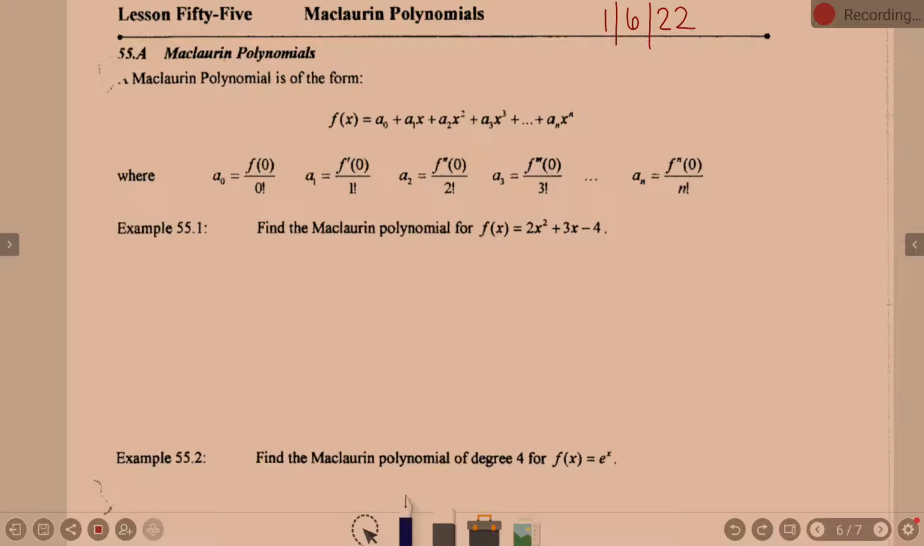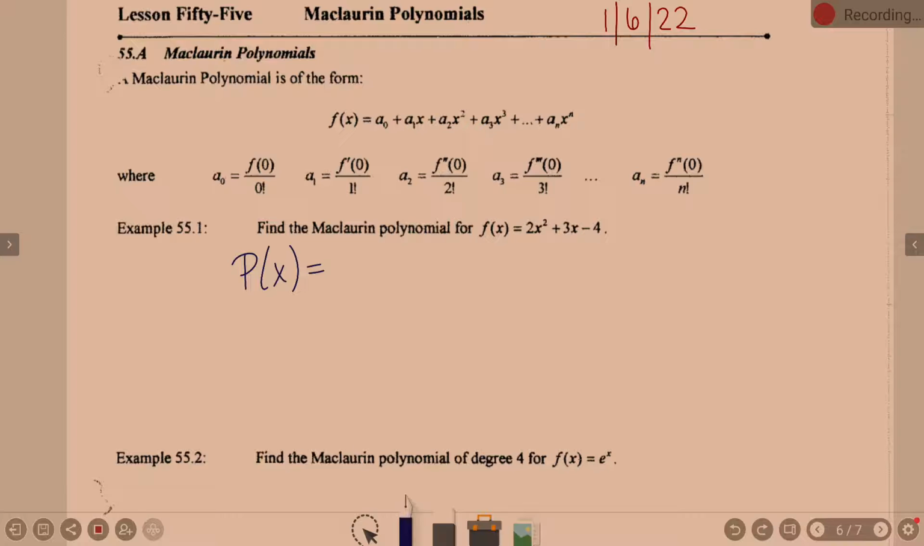In my notes, I use p of x standing for polynomial. You could use whatever you want, technically. I just don't want to use f of x because f of x is already defined as something else. And so, in order to do this, we're going to have to find a sub 0, or a naught, plus a sub 1 times x, plus a sub 2 times x squared.